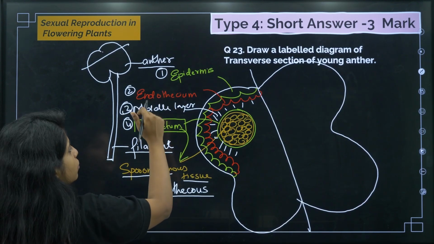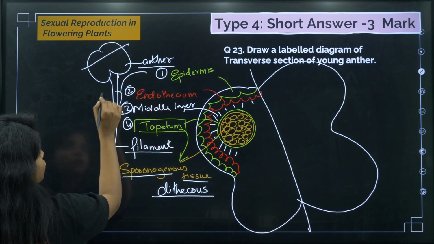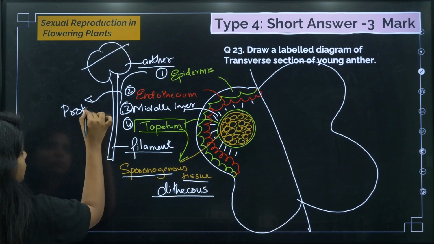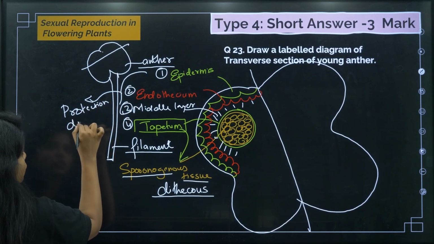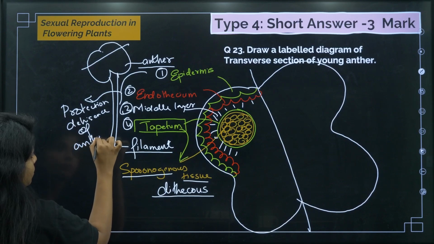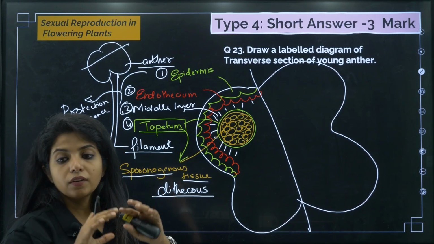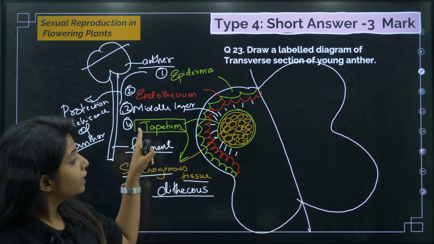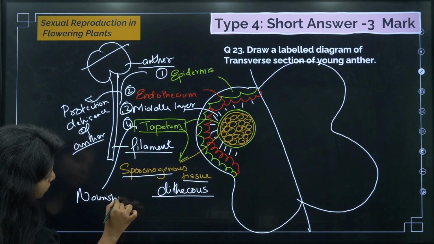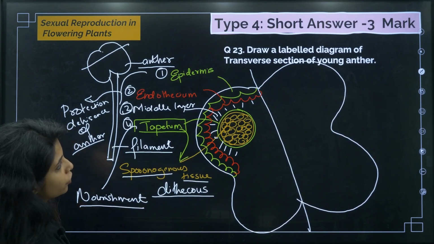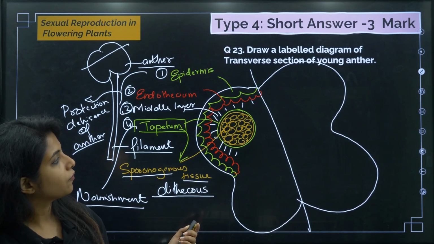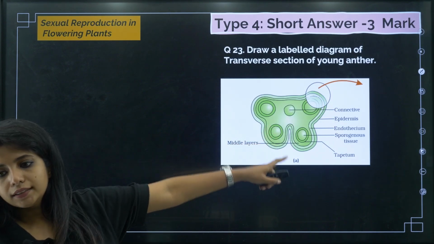So epidermis, endothecium and middle layer, the 3 of them, are responsible for what, children? They are responsible for protection and for dehiscence of the anther. So when the anther breaks open, they are responsible for that. Tapetum is responsible for nourishment. And this is the structure that you have to remember, the transverse section of the young anther. This is given in your NCERT like this.